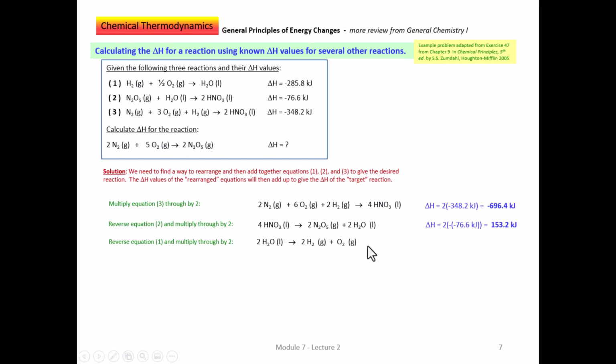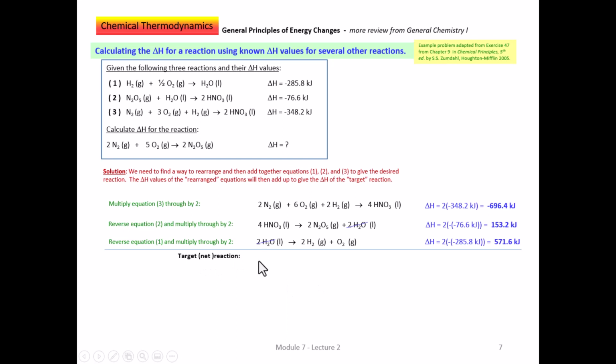It has to do with getting the proper species to cancel out when we add these equations together to get this target. The deltaH here would be 2 times minus minus 285 since we reversed the reaction, or 571.6 kilojoules. So now I think I'm ready to add these up.